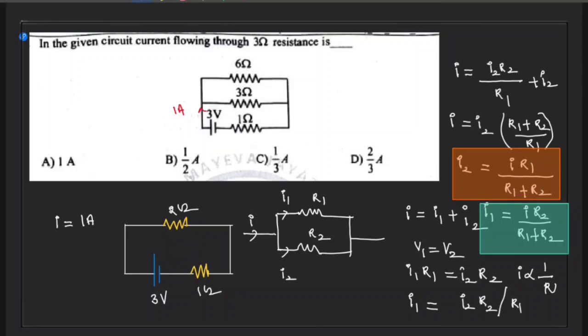Therefore, now if I want the current in the 3 ohm resistor, I could say this I3 is equal to total current, which is 1, into opposite resistance, the 6, by the total resistance, the 9. Therefore, this is nothing but 2 by 3, that is equal to 2 by 3 amperes. That is how we solve it. So please keep these formulas in mind at least for the next time.